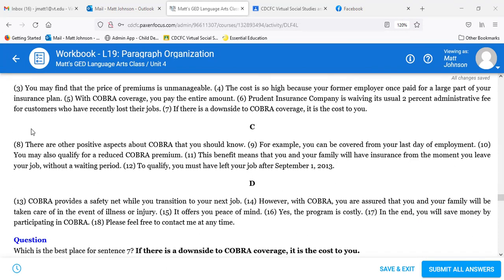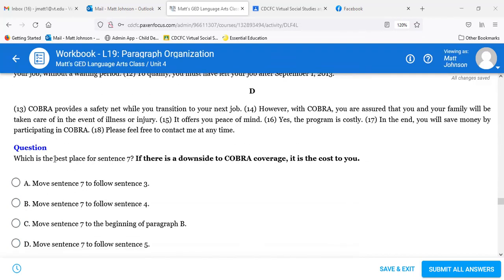COBRA provides a safety net while you transition to your next job. However, with COBRA, you are assured that you and your family will be taken care of in the event of illness or injury. It offers you peace of mind. Yes, the program is costly. In the end, you will save money by participating in COBRA. Please feel free to contact me at any time. All right, so Nilda, you want to try number 8 for us?